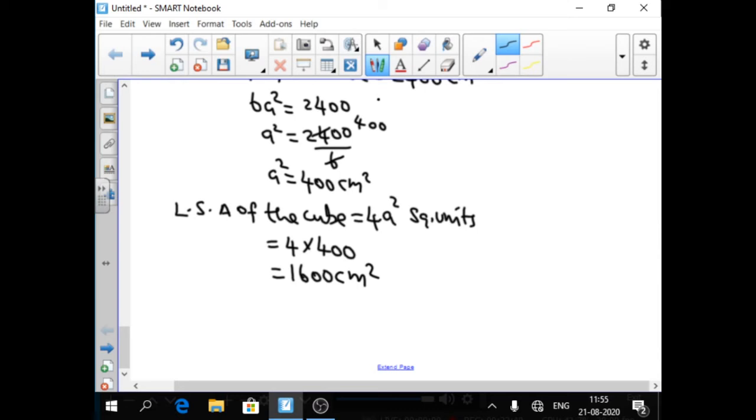So lateral surface area is finished. That's all. Next, sixth problem.